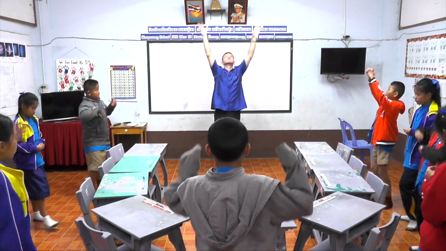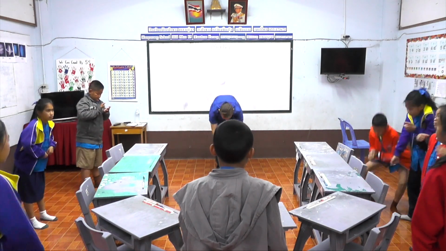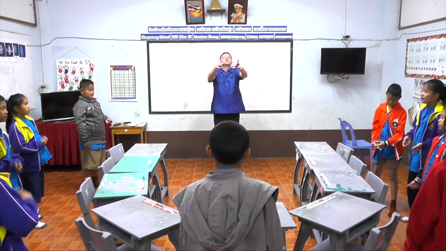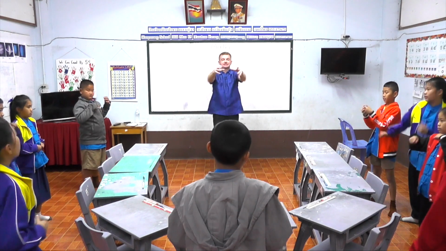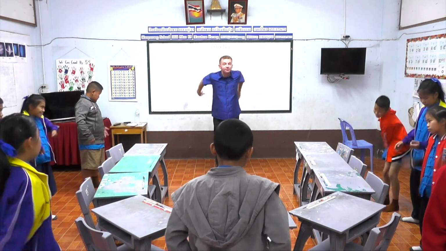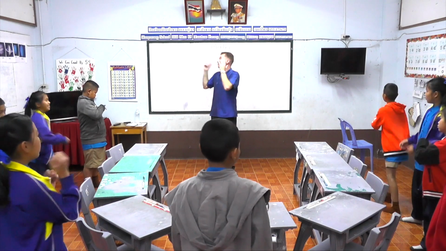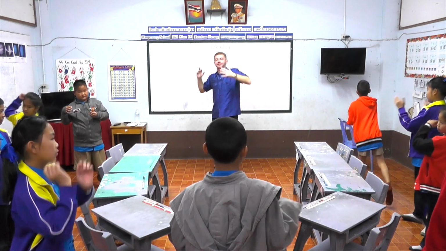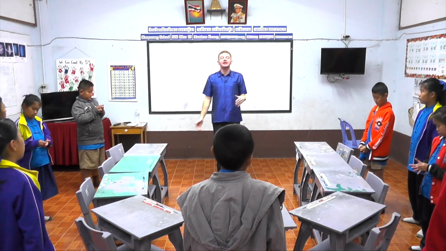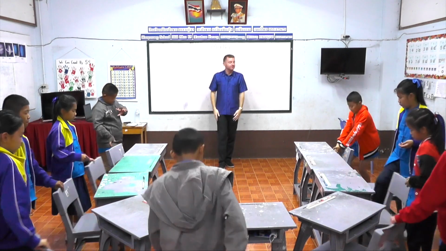Shake it up. Shake it down. Shake it forwards. Shake it backwards. Shake it left. Shake it right. And to finish, we will do 5 claps. 1, 2, 3, 4, 5. Excellent, guys. Have a seat.